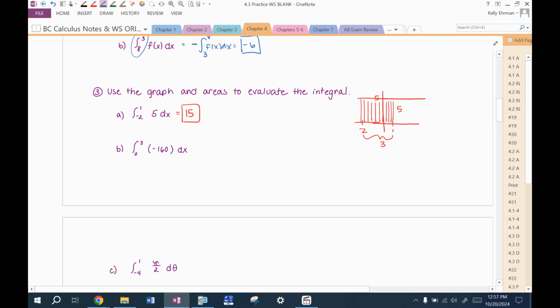For this one, we're going from 0 to 3. The constant function is at negative 16. So we're looking at this area, which is negative. It has a height of 16 and a base of 3. So let's see, 3 times 16 is 48. So this would be negative 48.